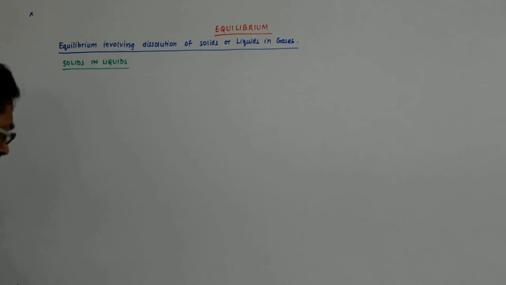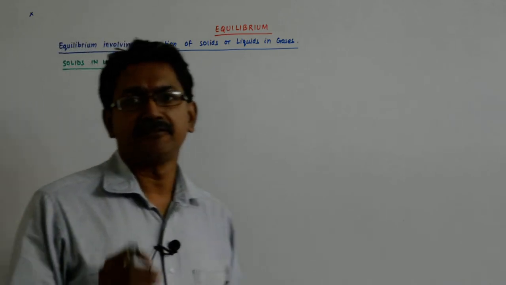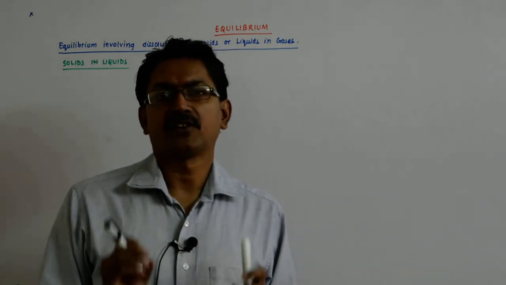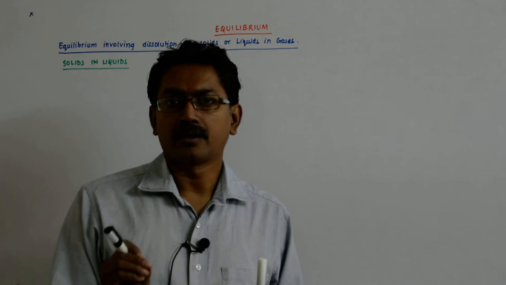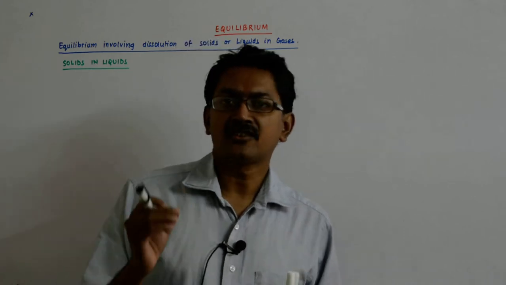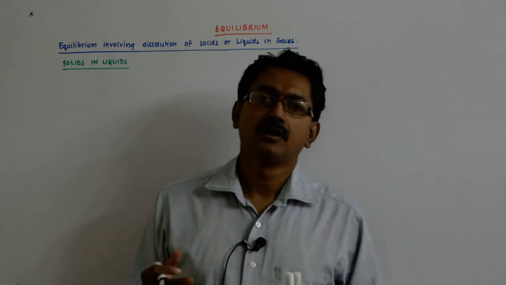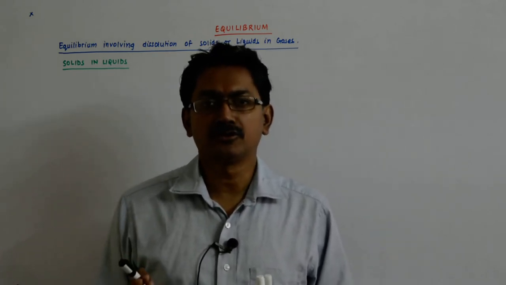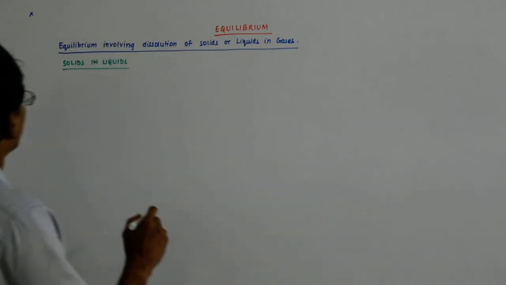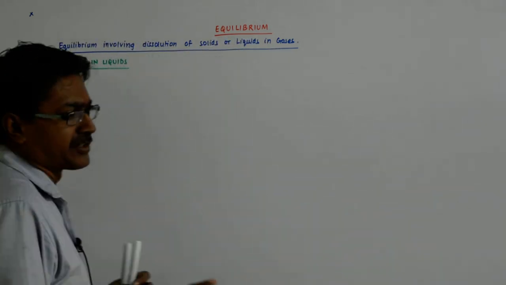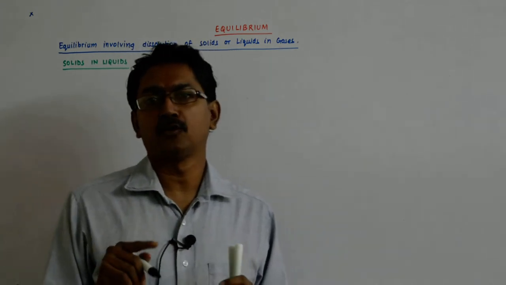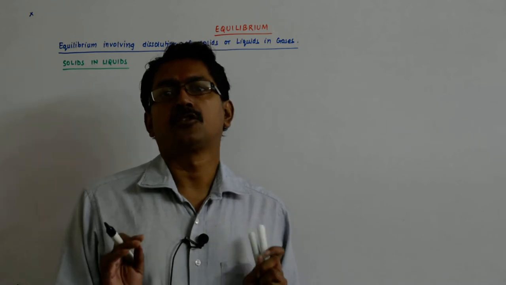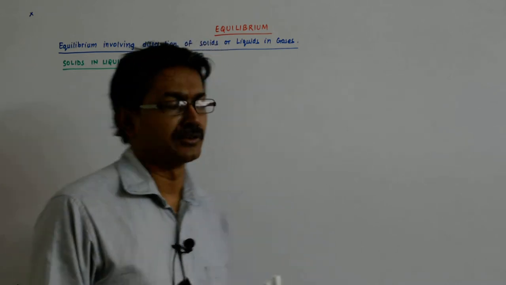Now we know, and we have been studying, that if we try to dissolve a solute into a solvent, say sugar into water, then as we keep on increasing the amount of sugar, a point comes where we can add no more sugar to the solution, right? And the point where you can add no more solute to a solvent at a given temperature is called a saturated solution, right?